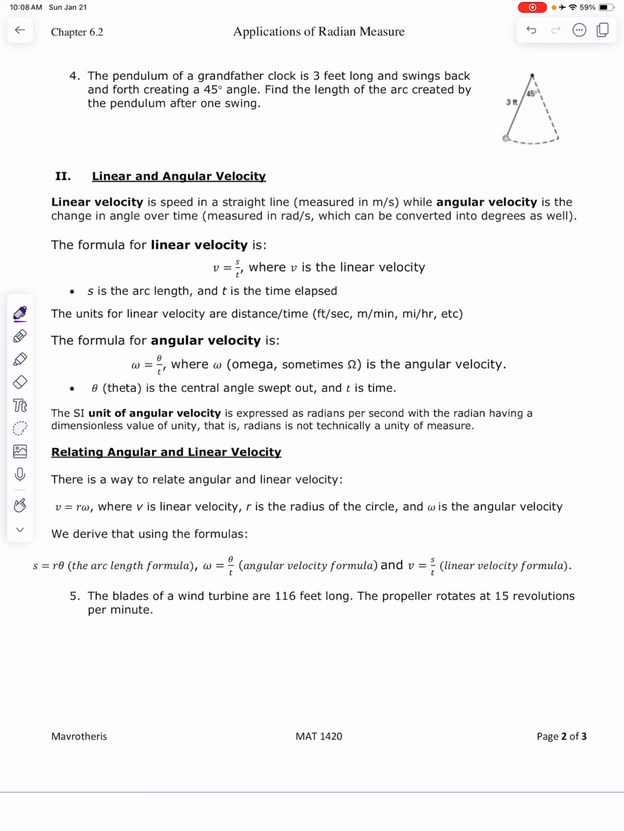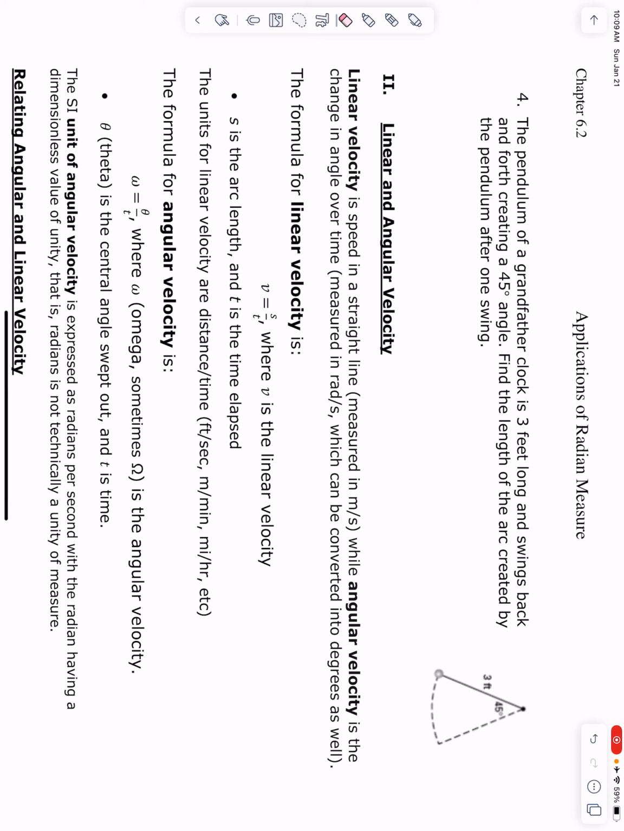Welcome back to the Chapter 6.2 notes. This is applications of radian measures. And as I watched through some of these videos, I realized that it's a little difficult to see some of what's going on when this is vertical. So we're going to switch to horizontal, see if we can make this type a little larger and easier to see.